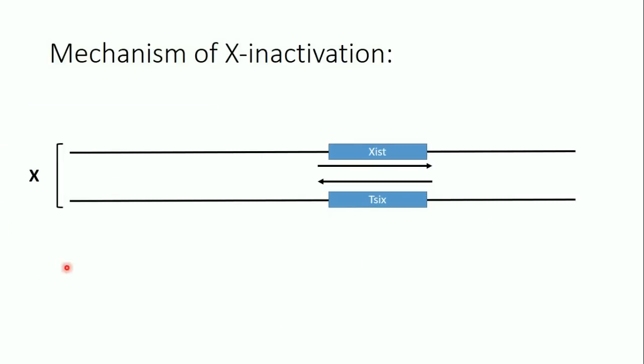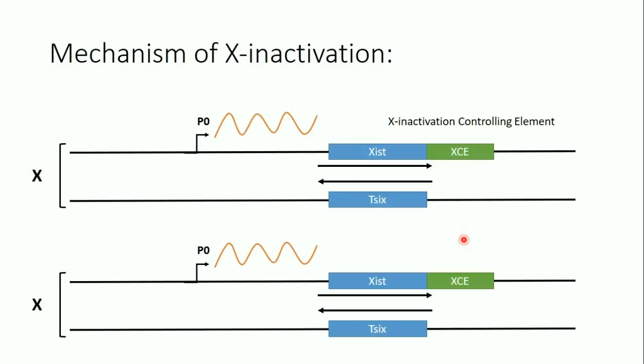Now, this is the X chromosome. These are the double-stranded DNA. On one strand, we have the XIST. On the other strand, we have the Tsix, which is transcribed in the other direction. Now, downstream of Tsix, we have the XCE, the X inactivation controlling element. This is the other X chromosome.